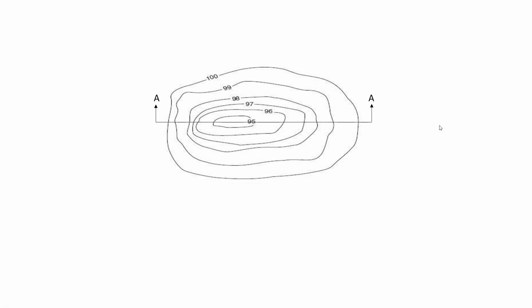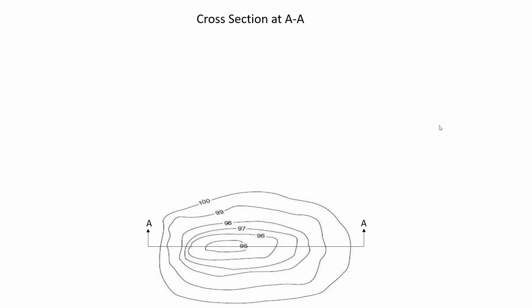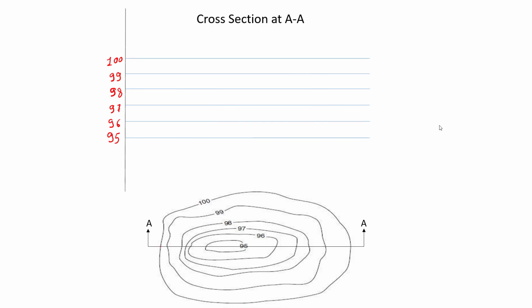Moving on, let's say we have to plot the elevation profile of the section AA of this contour map. What we can do is place the contour map somewhere, and above the contour map we draw a line with respective levels. Over here, these are my height levels. This line represents 95 meter altitude, this represents 96 meter height, and so on.